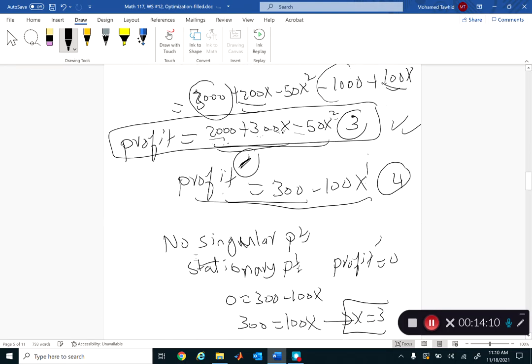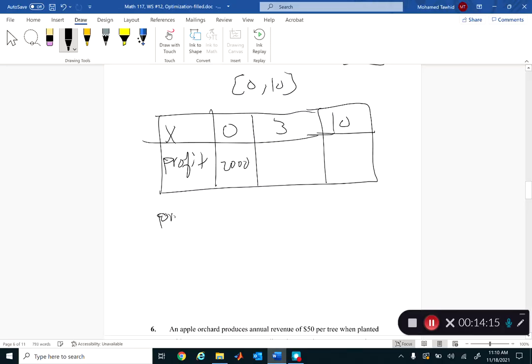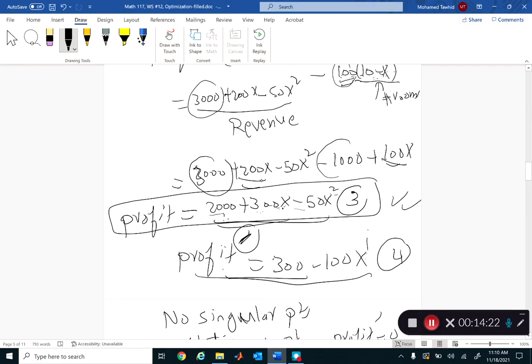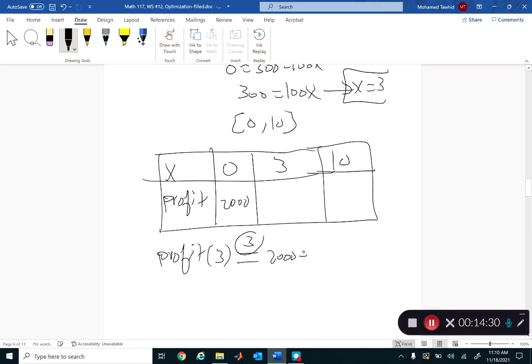Now if I replace x by 3, let me write it here: the profit when x equals 3. I go back to equation number 3. Where is equation number 3? This one here. You have 2,000, and you replace x by 3. So you have 2,000 plus 300 times 3 minus 50 times 3 squared. If I use technology for this, I get 2,450.